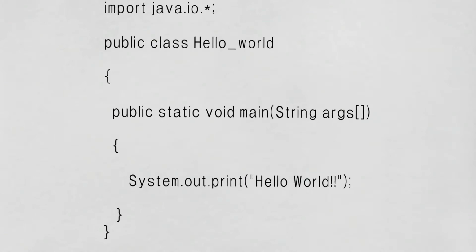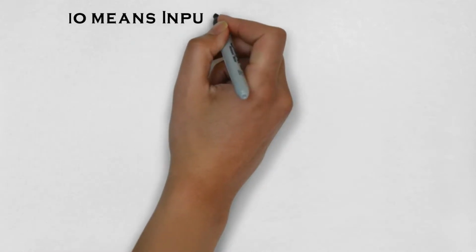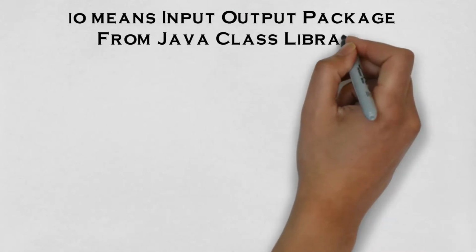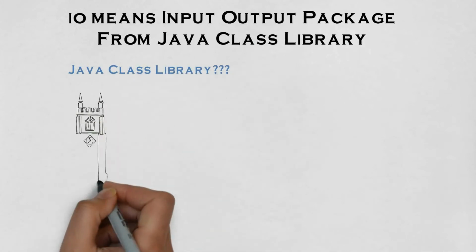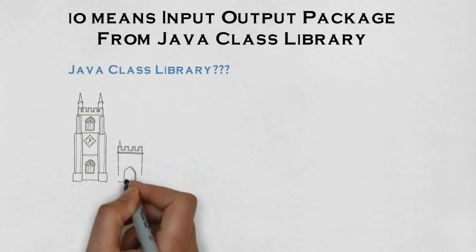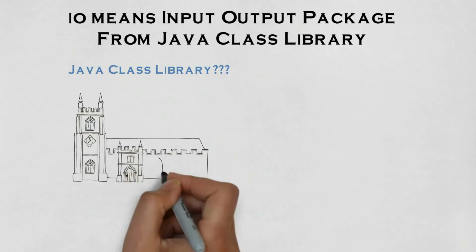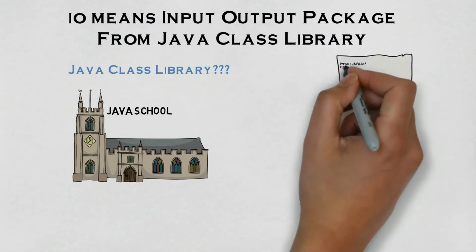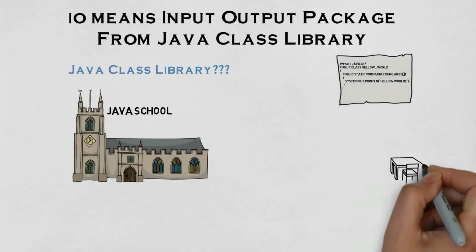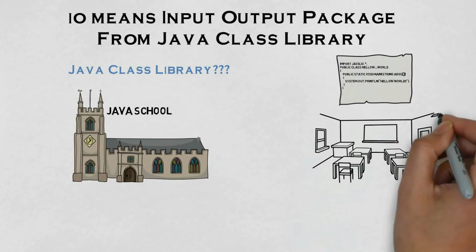First you have to understand what is IO. IO means input output. IO is a package of the class library. Now what is the Java class library? Let's assume there is a school called Java and your program is a classroom in that Java school. You are a student of this school. Now if you want to learn something, you will obviously need books which you will get from the library.